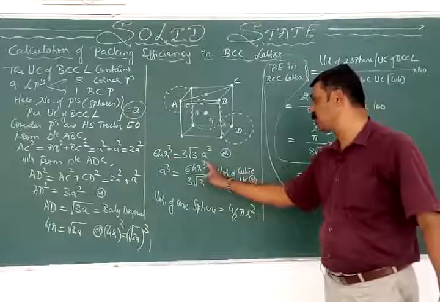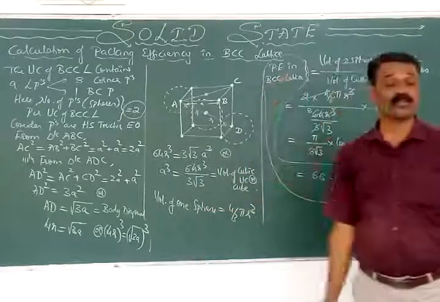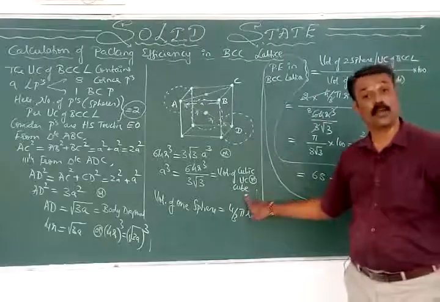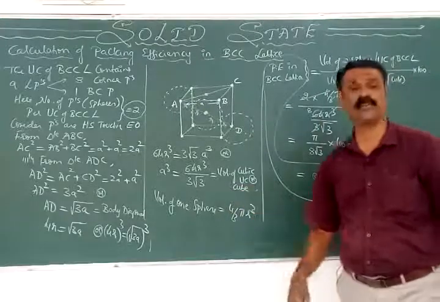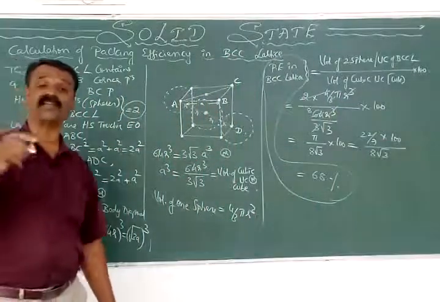A cube is equal to 64R cube divided by 3 root 3, and A cube is nothing but the volume of a cubic unit cell. Simply, it is also called the volume of the cube. And as usual, the volume of a single sphere is 4 by 3 into pi r cube, where r is the radius of that particular sphere.